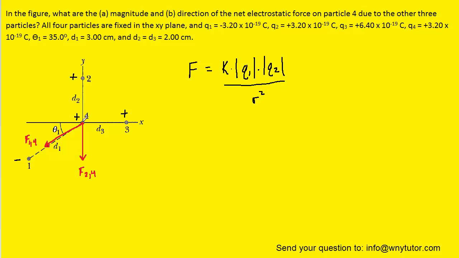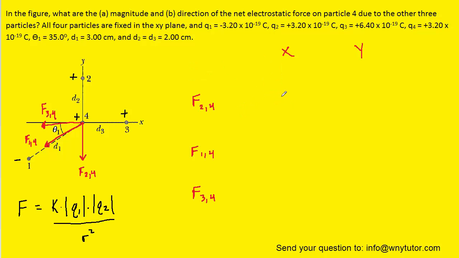And finally, charge 4 and charge 3, because they're both positive, are exerting another repulsive force. And so that means charge 4 is going to be pushed away from charge 3 along the negative x-axis, and so we can label that force F34. Now, using Coulomb's law, we're going to have to make three calculations. One for the force that 2 exerts on 4, another for the force that 1 exerts on 4, and a third for the force that 3 exerts on 4.